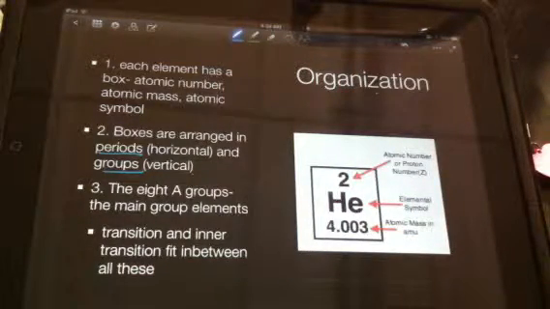Okay, there are 8 main groups. That's why we folded our periodic table a while ago. And that helps us understand which of the 8. We'll find out about their electrons and their charges and stuff. And then transition, inner transition, fit in between your 8 main groups between group 2 and group 3.